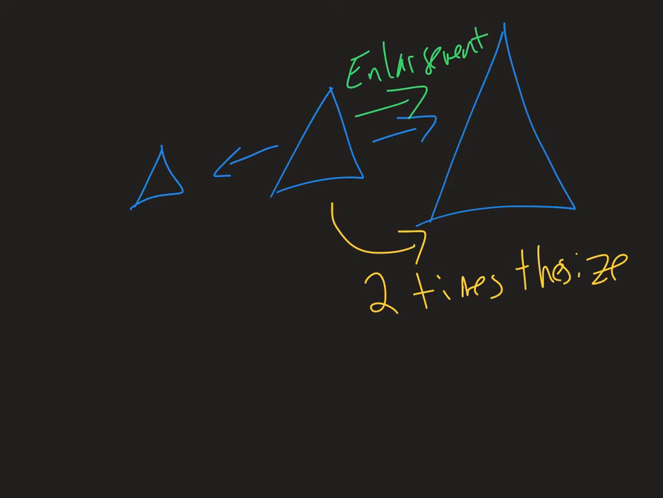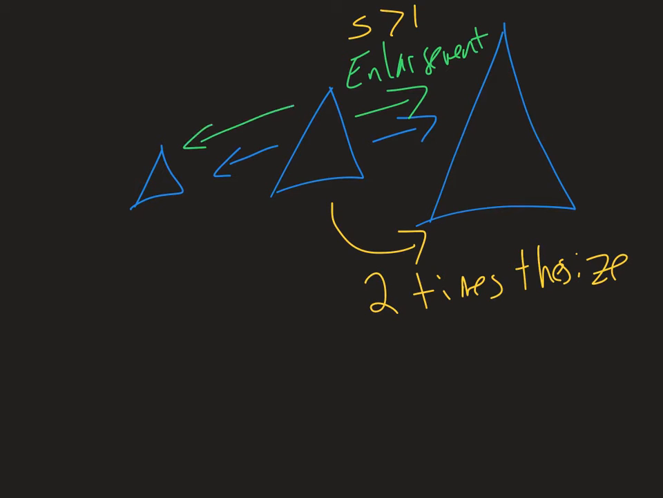So with an enlargement, my scale factor, which I'll call S, is greater than 1. Meaning it's getting bigger, even if it's only 1.5 or 1.1. It's increasing by 10%, something like that. Or it could be as much as tripling the size, or 100 times the size. That would be an enlargement.